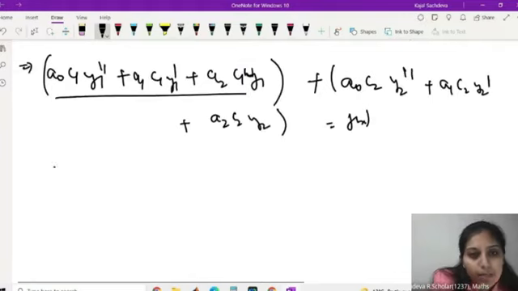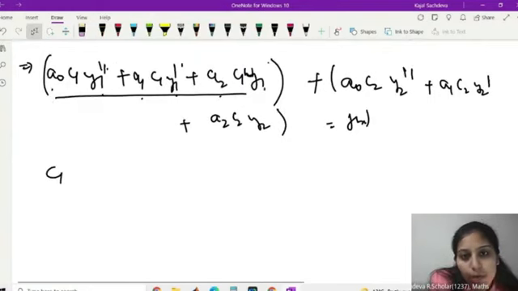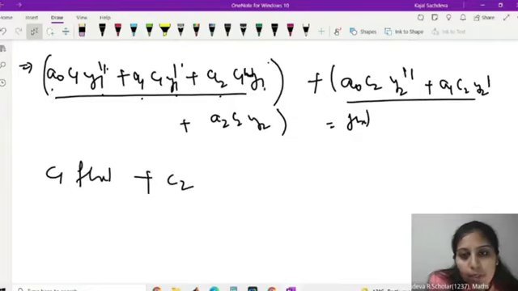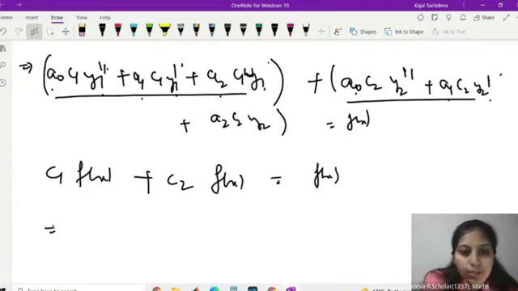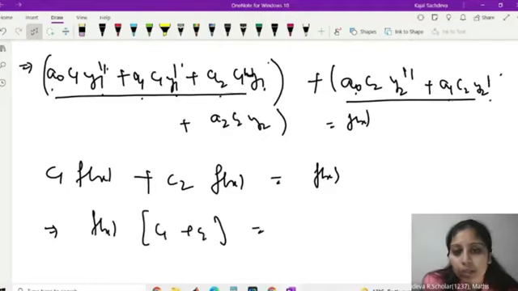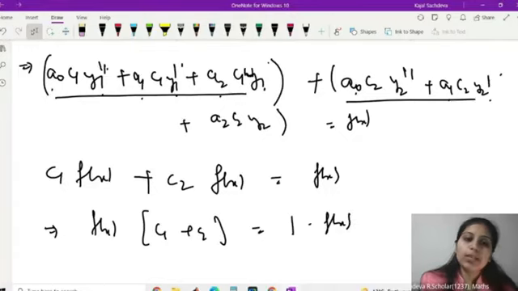So when we take c1 common, we get a0 y1'' plus a1 y1' plus a2 y1, which is equal to f(x), plus, when we take c2 common, a0 y2'' plus a1 y2' plus a2 y2, which is also f(x). So we get, when we take f(x) common, as we are saying f(x) is not equal to 0, we are taking. Right now, if f(x) is equal to 0, then it will satisfy. We can see from here, if f(x) is equal to 0, then the equation is satisfied. Left hand side also 0, right hand side also 0.